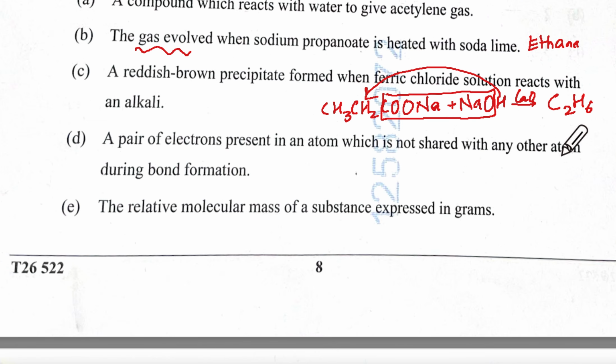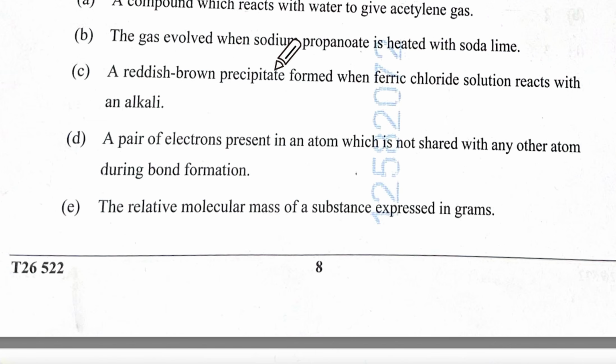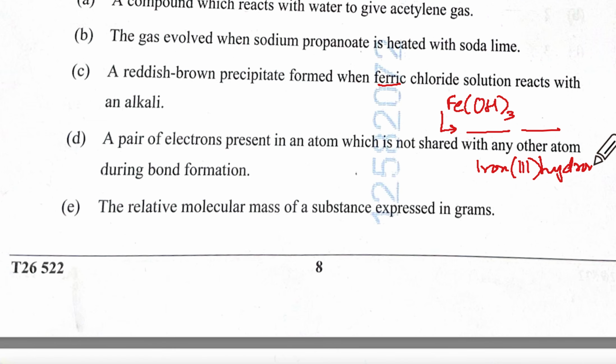Let us come to C. Reddish brown precipitate when ferric chloride reacts with an alkali will be Fe(OH)3. But we can't write like this. You will have to say ferric hydroxide, or you can say iron(III) hydroxide. Do not write the formula. If you have written the formula, you will not get the marks.